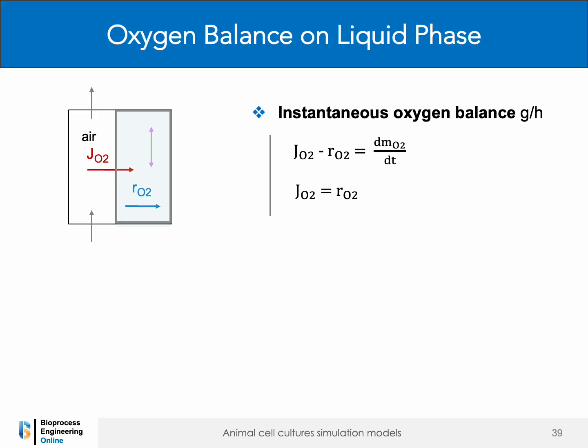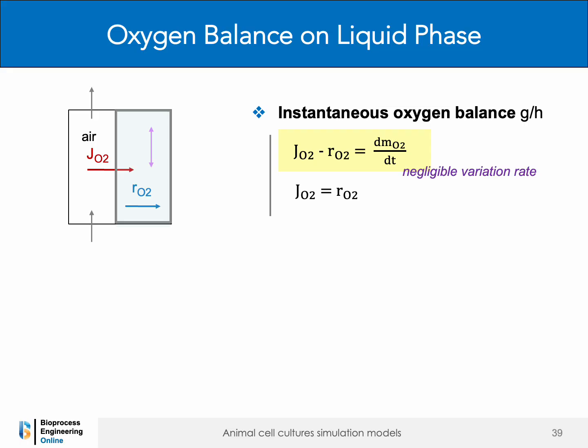The oxygen balance is more complex than the previous mass balances because oxygen is continuously supplied to the culture through aeration. To determine the time-dependent variation of the dissolved oxygen concentration, the oxygen balance is formulated for the liquid phase of the bioreactor. Oxygen is continuously transferred from the gas phase into the liquid at the transfer rate, JO2, while the cells simultaneously consume oxygen at the rate, RO2. The instantaneous oxygen balance expressed in grams of oxygen per hour is JO2 minus RO2 equals dMO2 over dt.